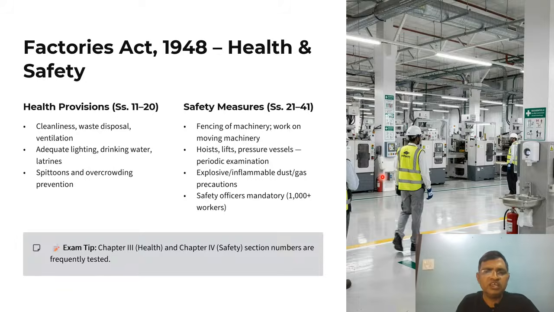Then safety, sections 21 to 41: fencing is mandatory for work on moving machinery. Hoists and lifts, and pressure vessels should be there. Periodic examination should be there. Precautions for explosive or inflammable dust and gas should be there. A safety officer is mandatory: for every 1,000 workers there should be one safety officer. In the examination, they may ask about Chapter 3 on health and Chapter 4 on safety, which are frequently tested. You can Google it, Factories Act 1948, health and safety.